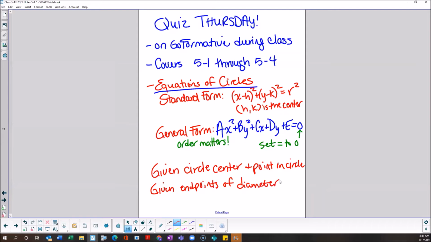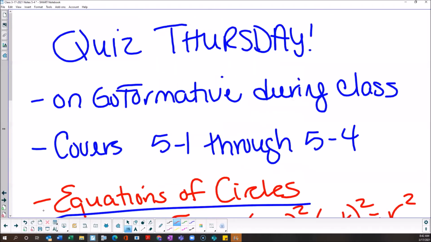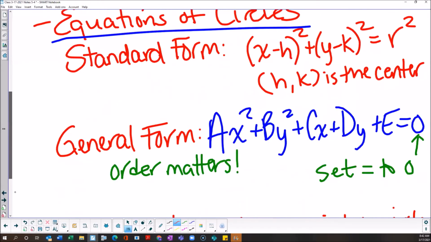Remember the endpoints of a diameter? That was kind of the long one that we walked through yesterday with the midpoint. We found the midpoint. And then we used the distance formula. If the points are not easily able to fit on our graph, we had to use a distance formula to do that. And then we would put the equation in standard form. And then what we did yesterday was we converted. Yeah, that's exactly right. We converted from general form to standard form.